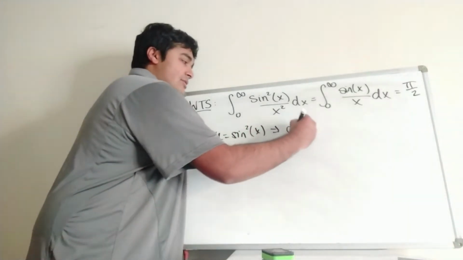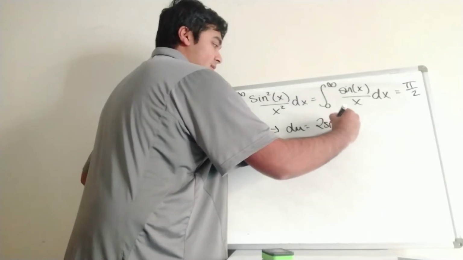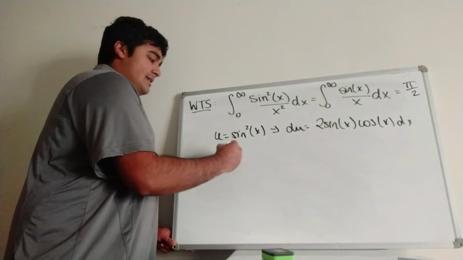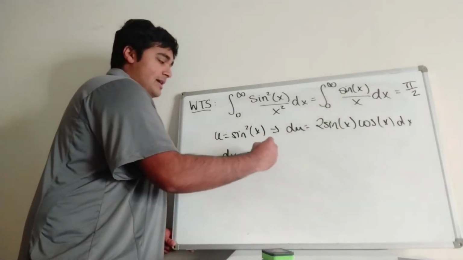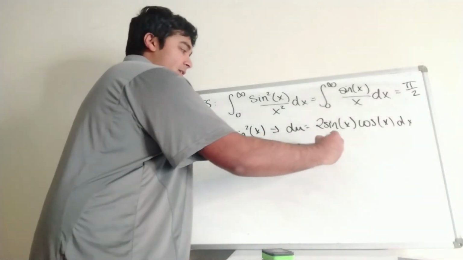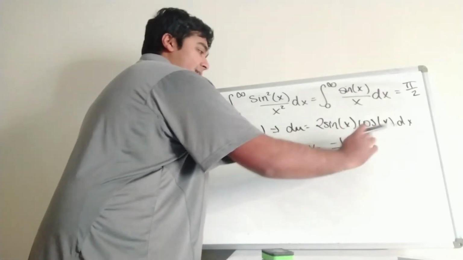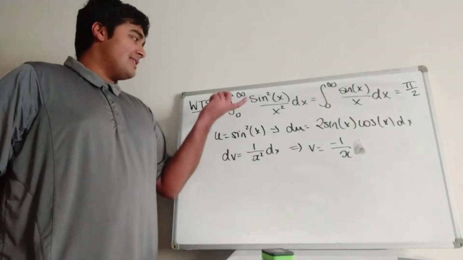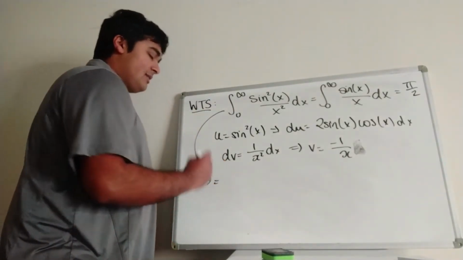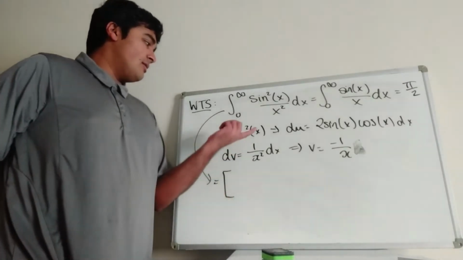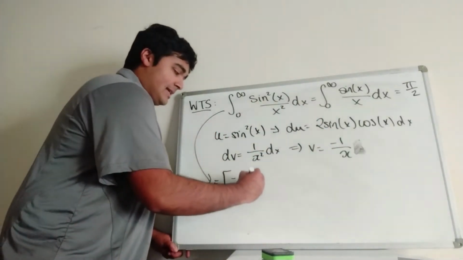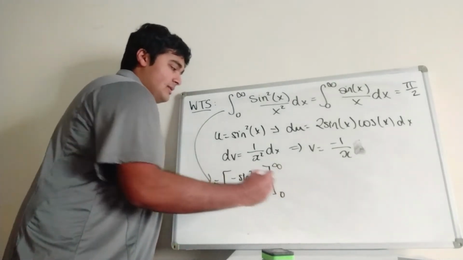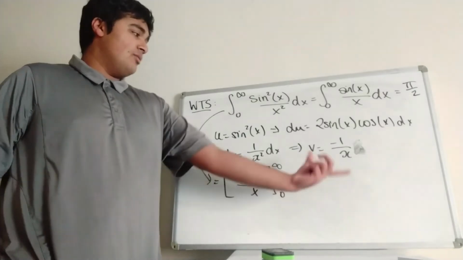So that means that du is equal to 2 sine x cos x dx, and then dv we're going to have equal to 1 over x squared dx, which implies that v is equal to minus 1 over x. Okay, so to do integration by parts, this guy here is equal to uv, so minus sine squared x all over x from infinity to 0, then minus the integral of v du.